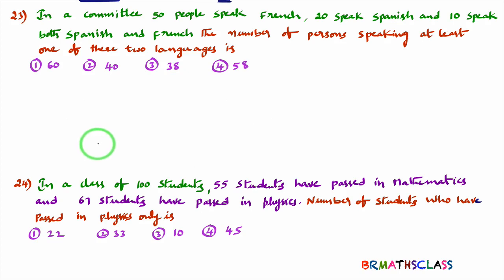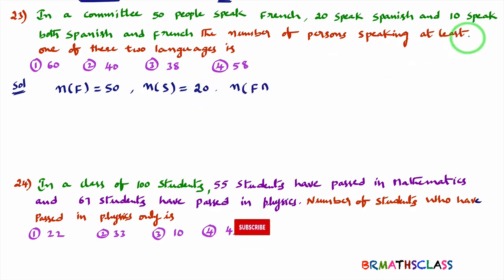Now see question number 23. Once again I am repeating, spend some time to understand the question properly. Once you understand the question, the rest of the part is very easy. You see here, in a committee 50 people speak French. So I directly write, the number of people who speak French is 50. N of F is 50. And 20 speak Spanish. N of S is 20. They speak both Spanish and French, so F intersection S is 10.